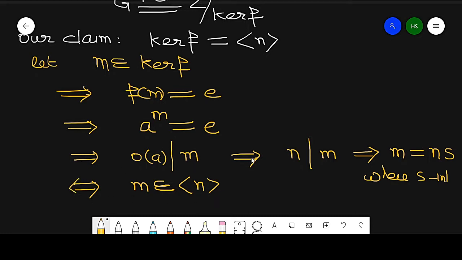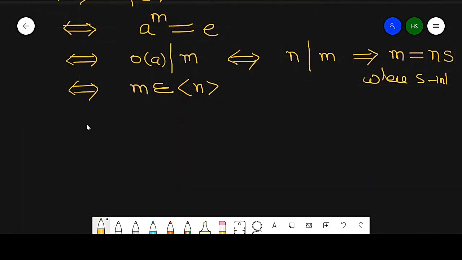Now reverse the process. When we reverse the process, we get the kernel of f is equal to the subgroup generated by n, which proves our result. So it implies G is isomorphic to Z by the subgroup generated by n. So this is my result.